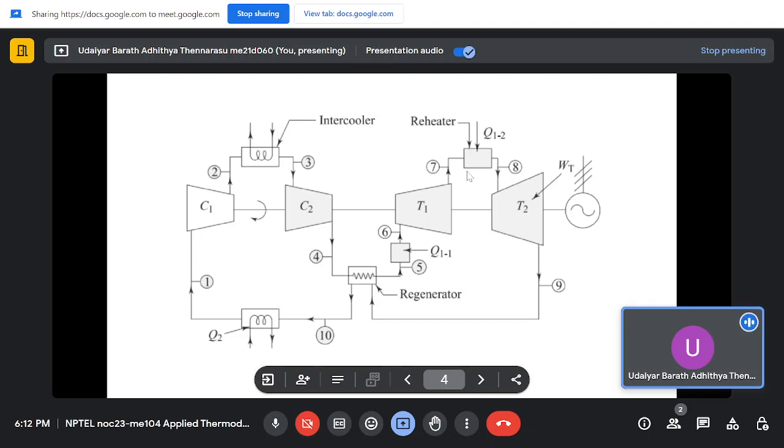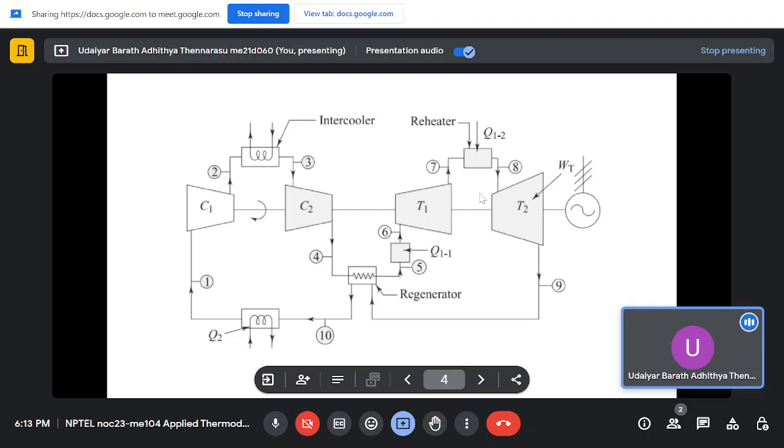Now this is equivalent to what we saw in the Rankine cycle, where we also used reheating, which is eventually like increasing the average temperature of heat addition. So here we are doing similarly, we are raising the average temperature.